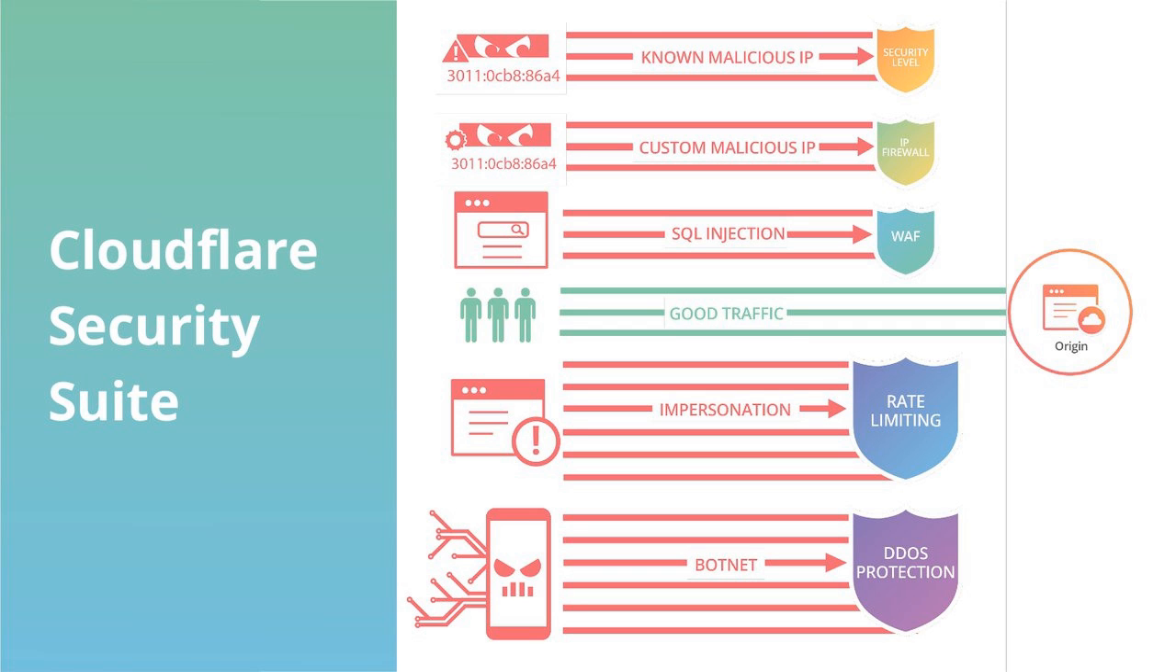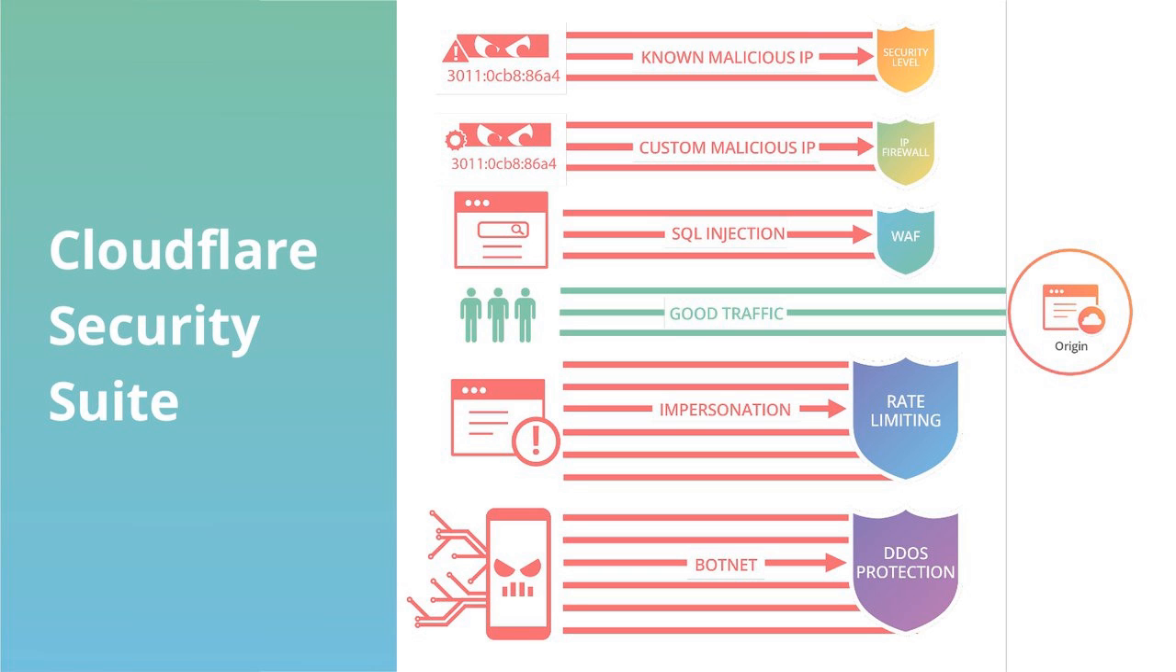So this is basically a high-level overview of our security suite. At the base and at the bottom of this graph is DDoS protection supported by our Anycast network. It helps prevent against large volumetric attacks coming from different client IPs targeting your origin server. Now at the top, you will see known malicious IP and custom malicious IP. These kind of go together. Known malicious IPs get blocked by the security level and the IP reputation tool, whereas custom malicious IPs, as in IPs that you want to tell us that we should block, are managed in our IP firewall.